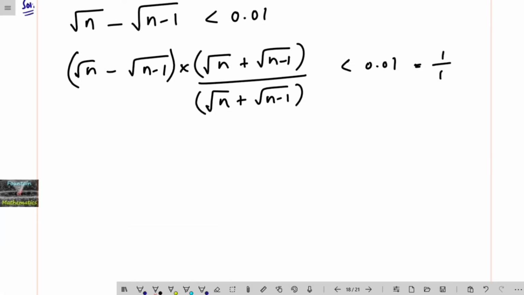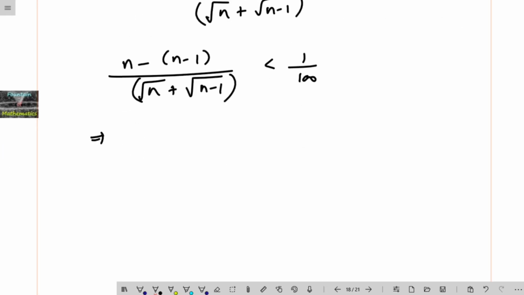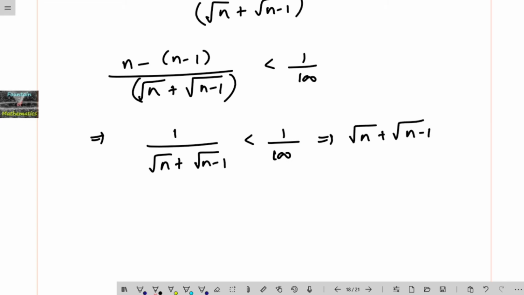or we can also write this as 1 upon 100. Multiplying in the a plus b into a minus b form, root n whole square is n minus n minus 1, divided by root n plus root of n minus 1, which is less than 1 by 100, which implies n minus n plus 1, that is 1, divided by root n plus root of n minus 1 is less than 1 upon 100, which also implies that root n plus root of n minus 1 is greater than 100. Inequality changes.